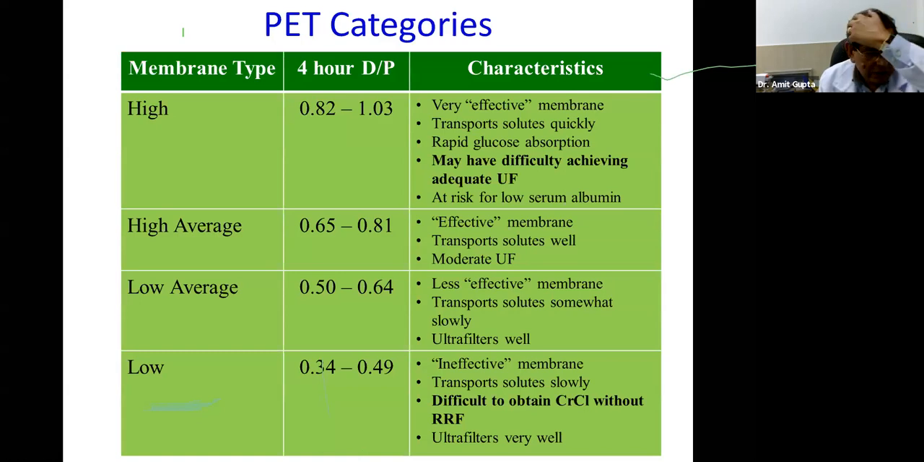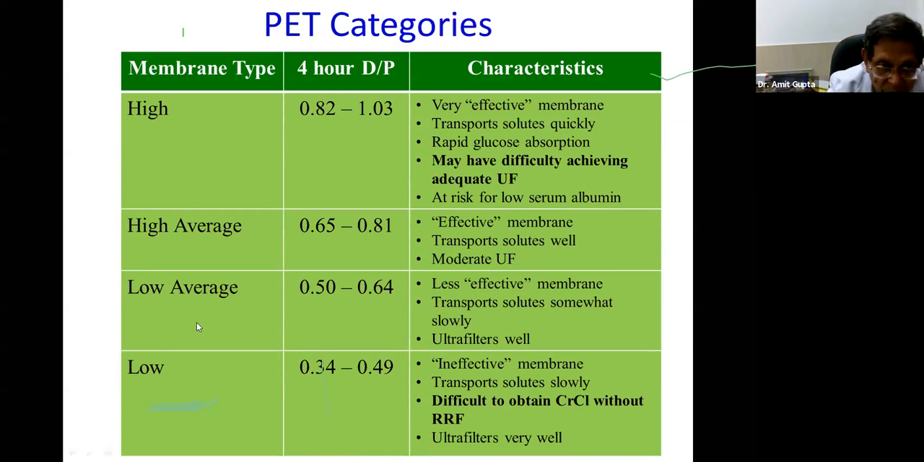So as you mentioned, if you have a high transporter, it's an effective membrane, as I told you earlier. It transports solutes quickly, but there is a rapid absorption of glucose. And these patients have difficulty in achieving adequate ultrafiltration. And they are at a risk for low serum albumin. So many of these patients can lose a large amount of protein in the dialysate and ultimately have low serum albumin, which may lead sometimes to malnutrition. High average is an effective membrane. It transports solutes well. There's moderate ultrafiltration.